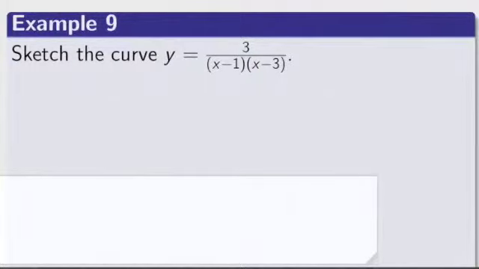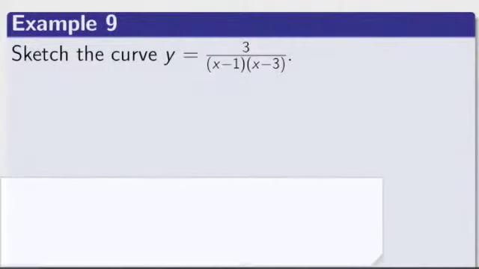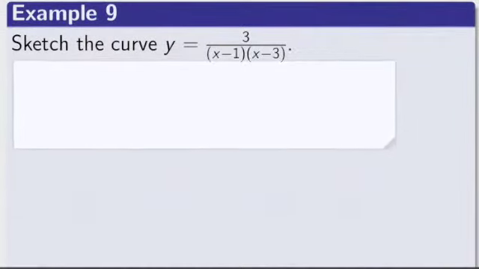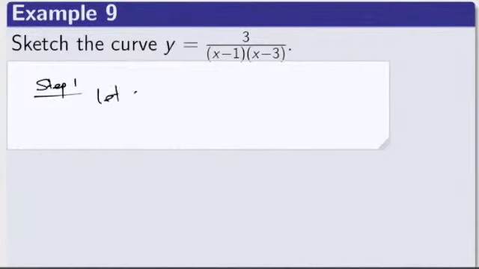To example 9. Again, we want to sketch the curve y, so we'll follow the steps. In step 1, we will find the y-intercept by letting x equal to 0.